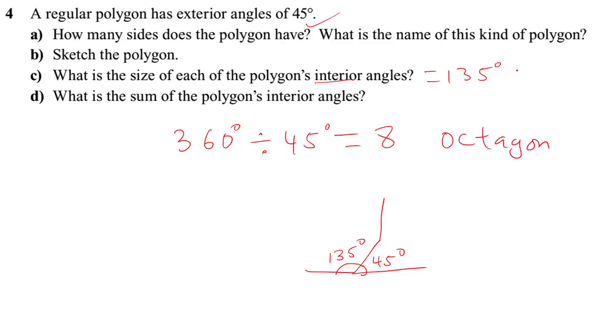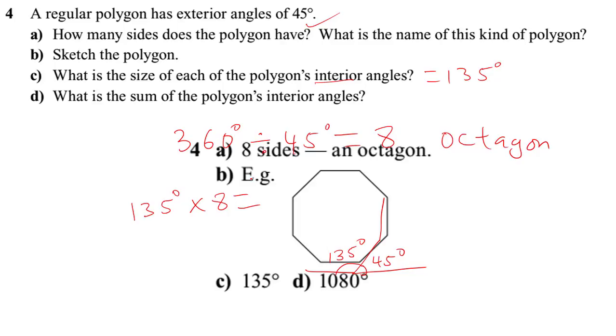Okay. Now, question 3 says, what is the sum of the polygon's interior angles? The sum means when you add them up. To do this, you need to know what one is, and one is 135 on the inside. You only need to times by how many sides it is. So this is 8 sides, which means I've got 8 angles. Okay. So all you need to do is do 135 times by 8, and that gives you the answer to that. Okay. So pausing the video again if you want to just mark your answers. So pause the video and mark your answers with this.